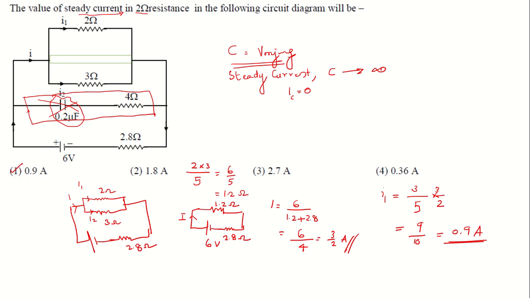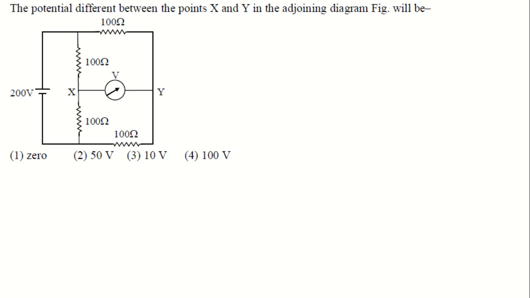So a simple concept. Keep in mind the concept that for a steady current, the capacitor will act as an infinite resistance. So the current through it becomes 0. A very good question, a simple question but important.